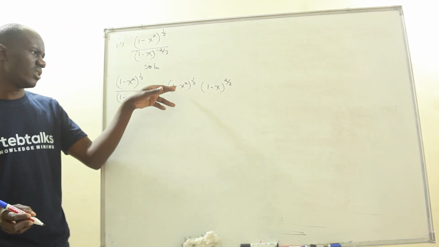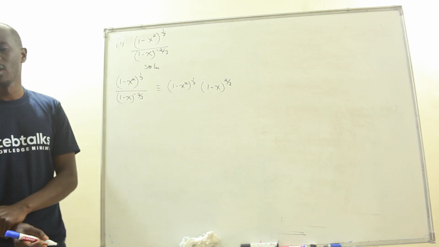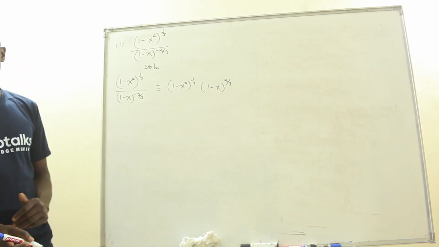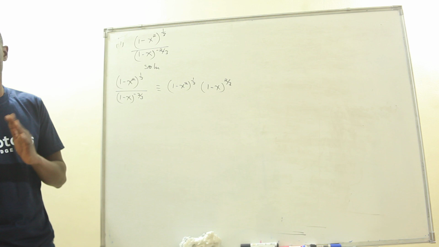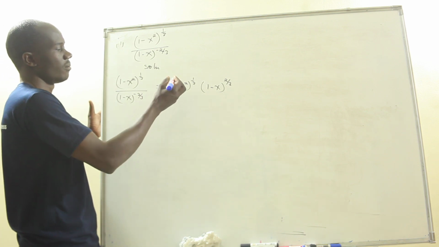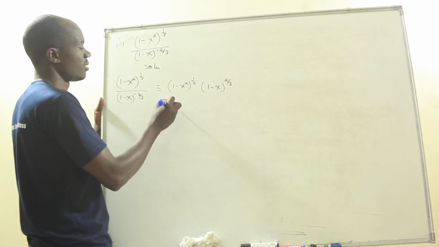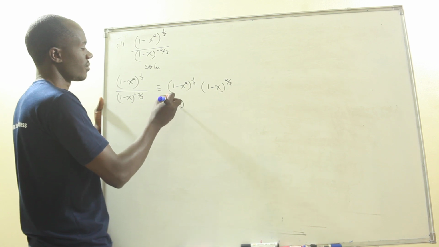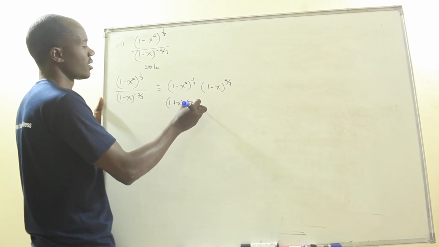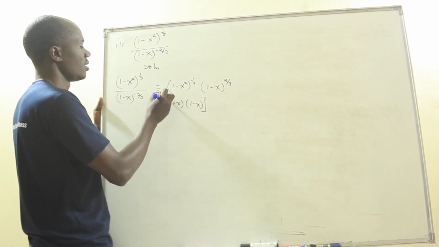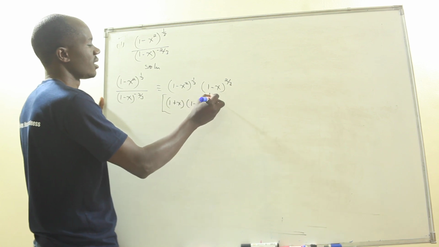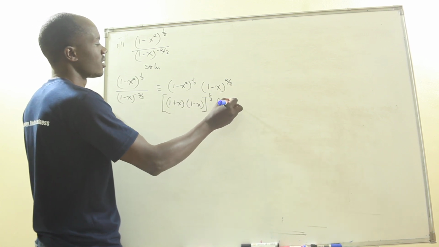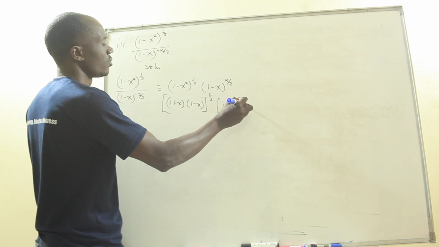Again, look at this scenario here. This one is a difference of two squares. So we can first factorize, the same idea. So this is the same as (1 plus x) into (1 minus x), the whole thing to the power a third, again into (1 minus x) power 2 over 3.